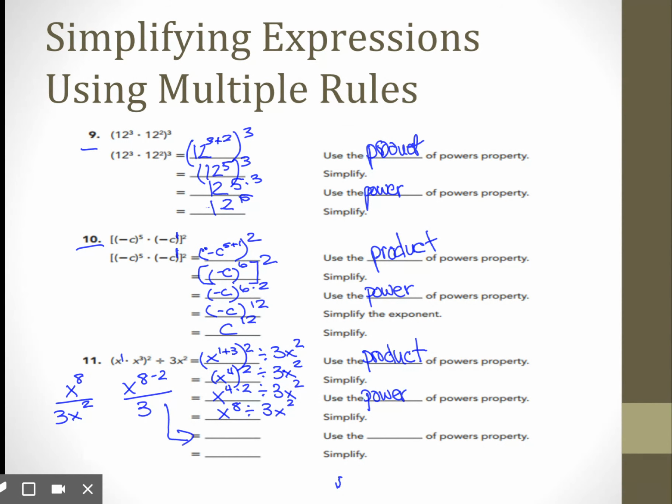And we are using the quotient of powers property now because it was division and I'm subtracting my exponents. So that simplifies all the way down to x to the 6 over 3, or it could also be written as 1/3 x to the 6. Either would be accepted.